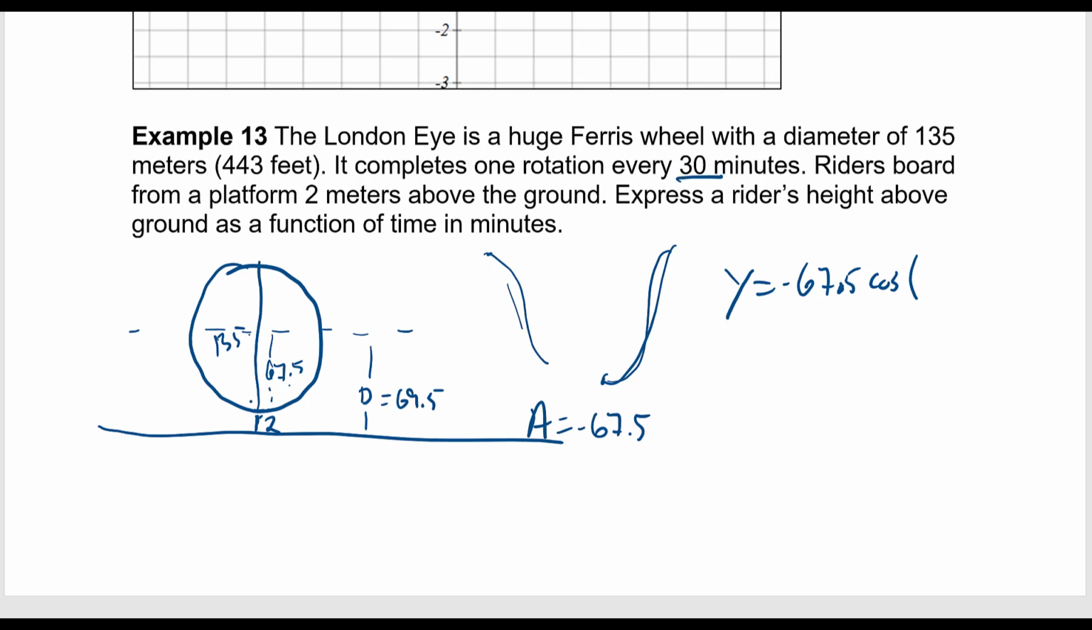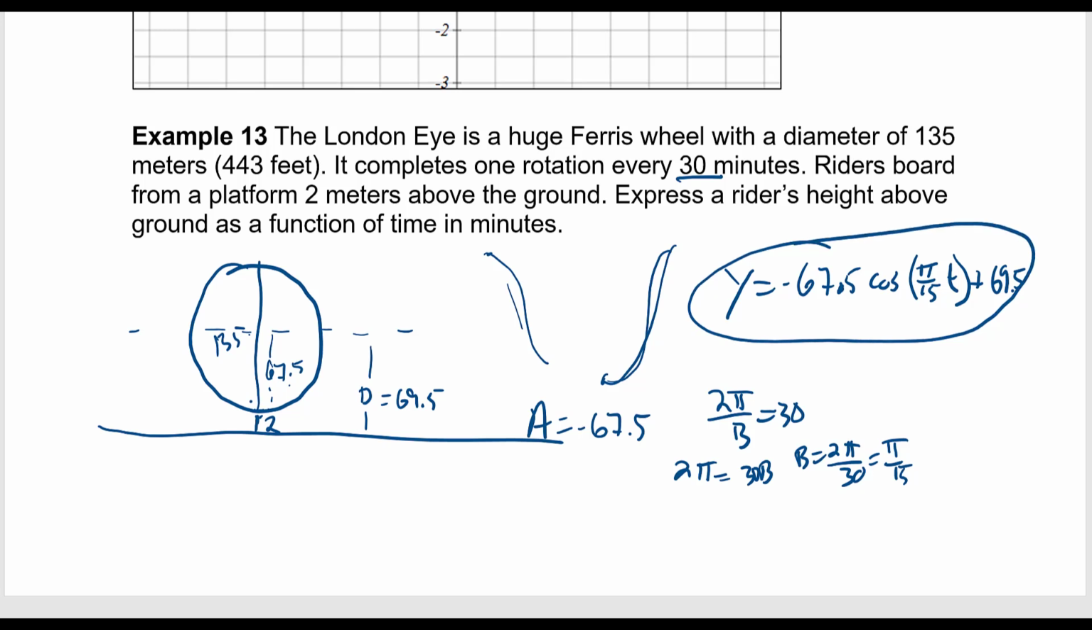Period is 30 minutes, so 2 pi over b equals 30. So 2 pi equals 30b. So b equals 2 pi over 30 or pi over 15. So it's cosine of pi over 15 times t for time, then plus this vertical shift of 69.5. So there's our equation. y equals negative 67.5 cosine of pi over 15 t plus 69.5.